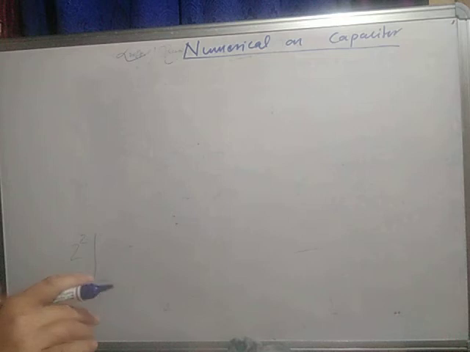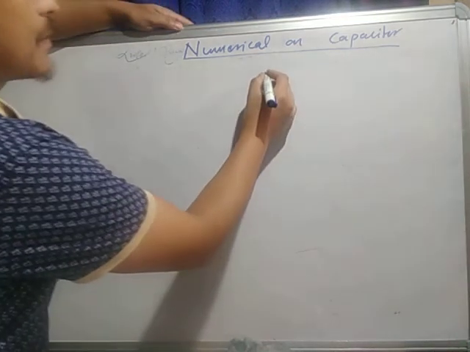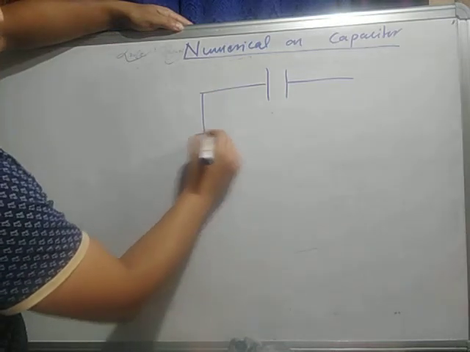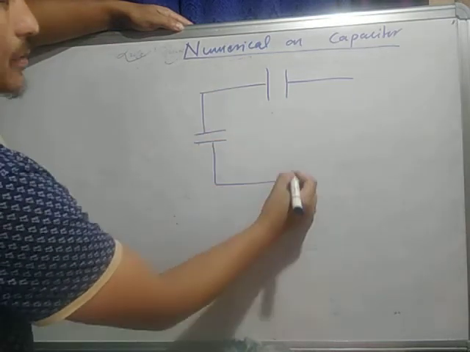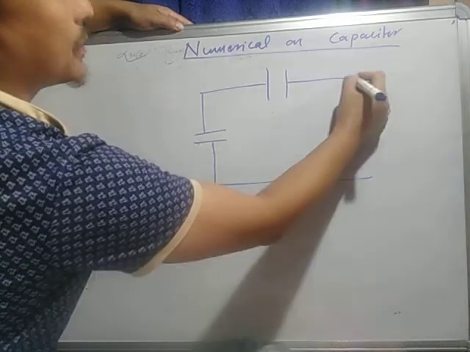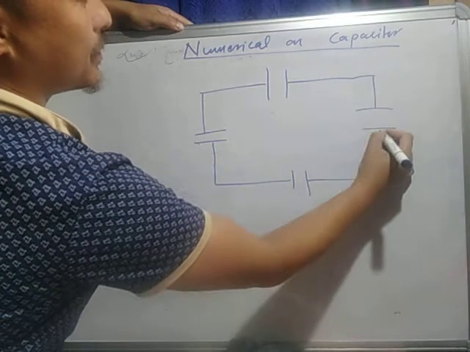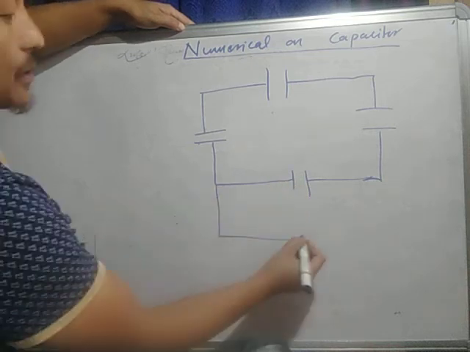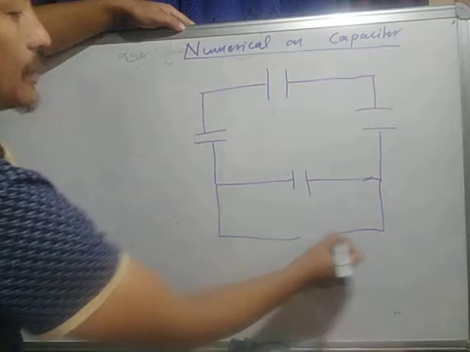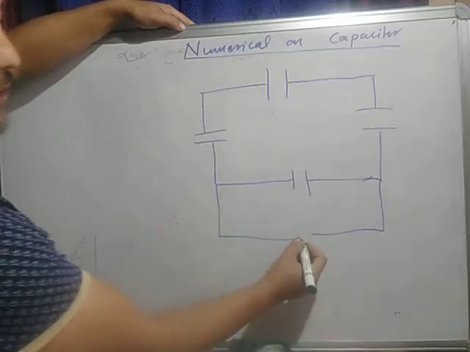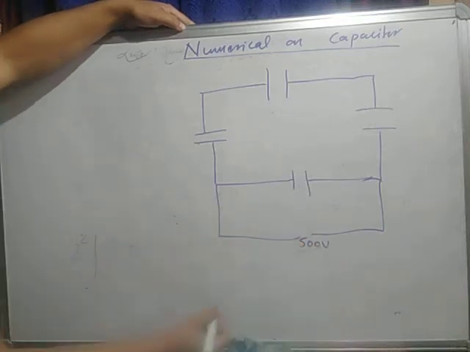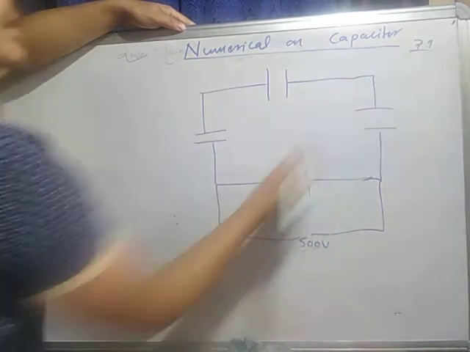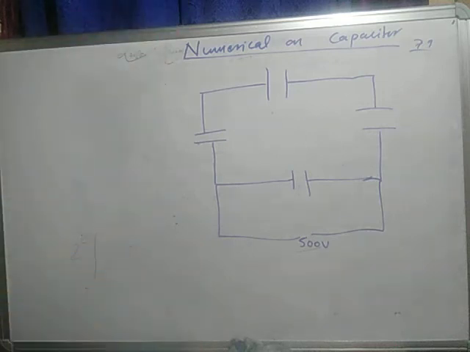So draw that figure. Four capacitors are there: 1, 2, 3, 4. And this is connected with a potential of 500 volt. So page number 79. Turn to page number 79, then you will get example 2.9.